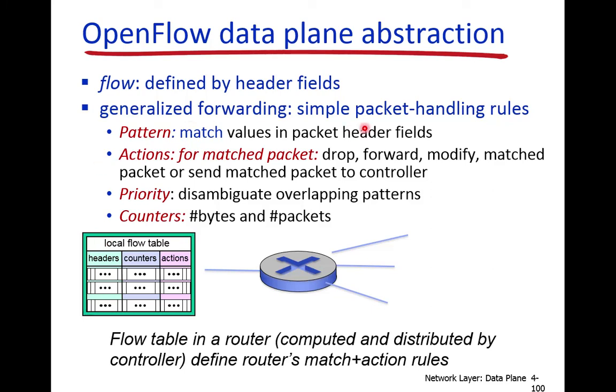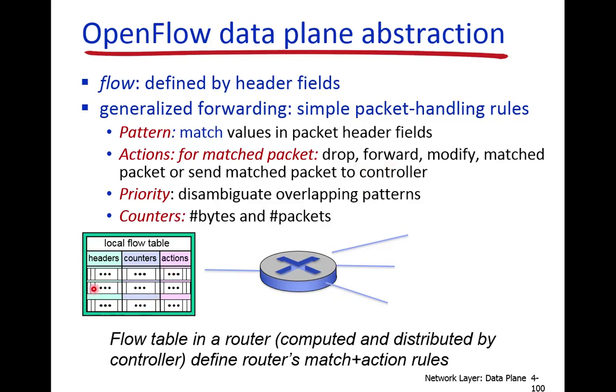Generalized forwarding is simple packet handling rules. Each entry has a pattern or header. When a packet arrives, the header is examined, and we match the values in the packet header fields with the header values here. If the packet matches any one of the entries, then the corresponding action is performed. When the action is performed, the counter is incremented. The action for the packet can be drop, that when a packet matches with this entry, it should be dropped, or it can be forward.